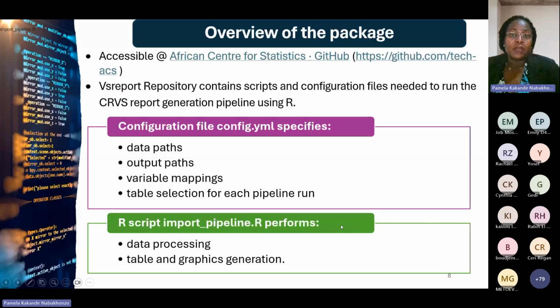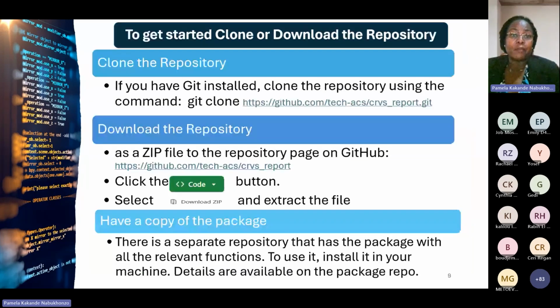So going into the package, it is accessible at the GitHub of the African Center for Statistics at that address. And the repository in there is the VS reports. It contains scripts and configuration files that you need to run the CRVS report. And the scripts in there mainly focus on data processing and then generation of tables and graphics, as already mentioned. So to get started, you will either clone or download the repository, given that it's on GitHub. If you already have your GitHub, you just clone it. Or you can go for the option of downloading the zip file and extract the files, or have a copy of the package that is in a separate repository.